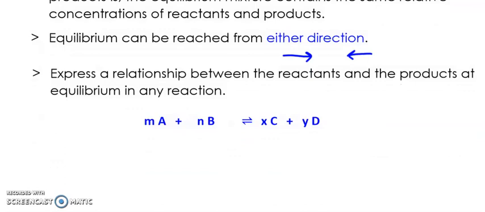We express the relationship between the reactants and products at equilibrium in any reaction like this. So let's say we have this generic letters reaction. My reactants are going to be A and B, and products are going to be C and D. Even though it can go either way, we always talk about things on the left side as reactants and things on the right side as products. And yes, you could flip it around, but then when it's written the other way, we would say the same: left are reactants, right are products. The M, N, X, and Y are our coefficients.